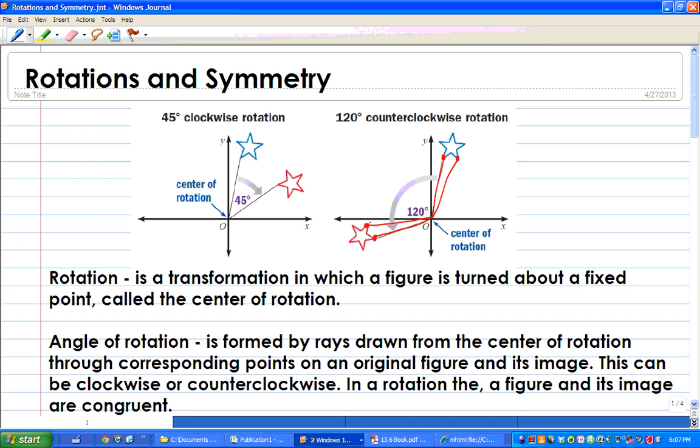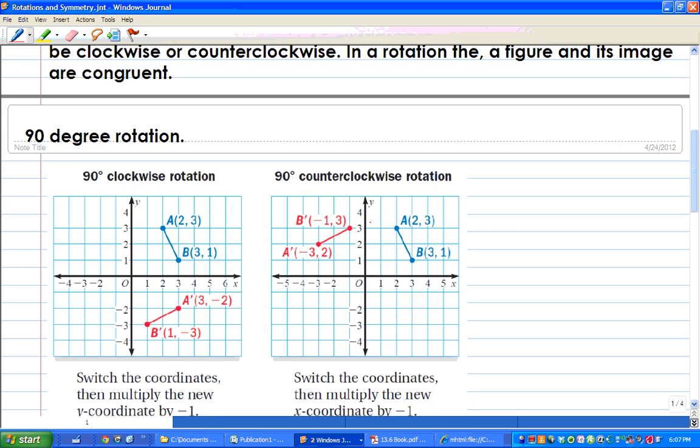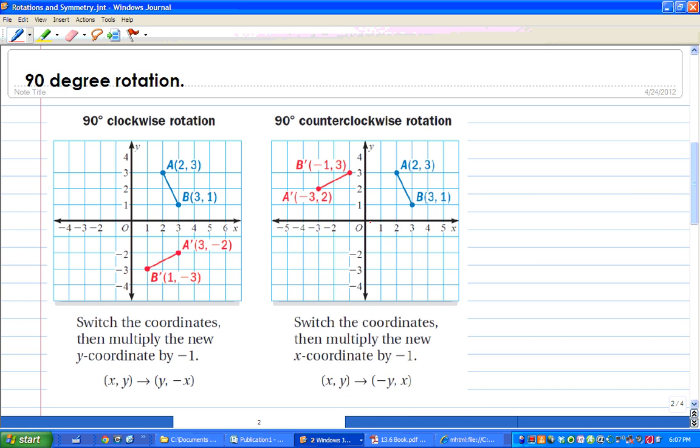Okay, we can rotate clockwise or counterclockwise, but the figure and its image are always congruent. All right, now what we're doing for our class to make things a little bit easier on you, we are only focusing on 90 degree rotations and 180 degree rotations. So a 90 degree rotation could be clockwise or counterclockwise, and the easiest thing to do is to show you what the coordinate notation would be for each one of these.